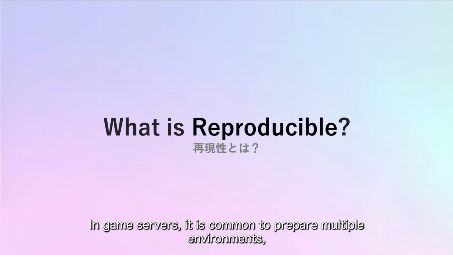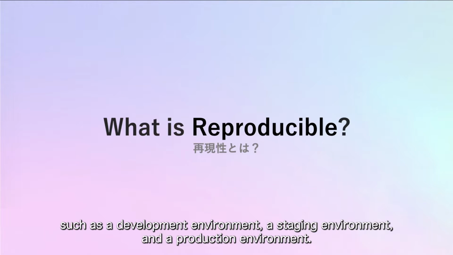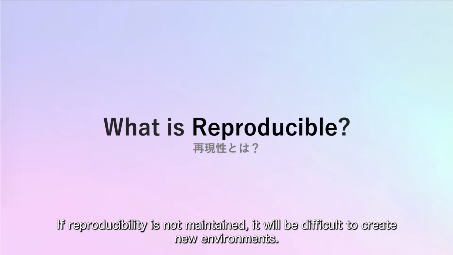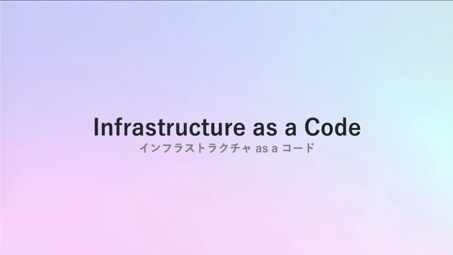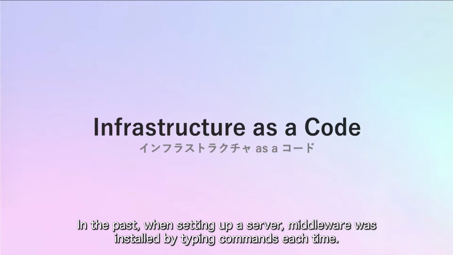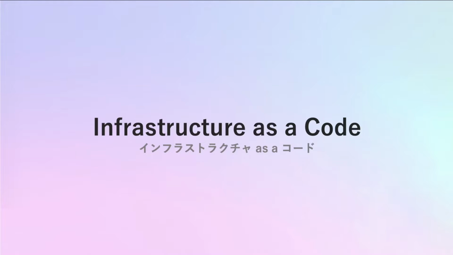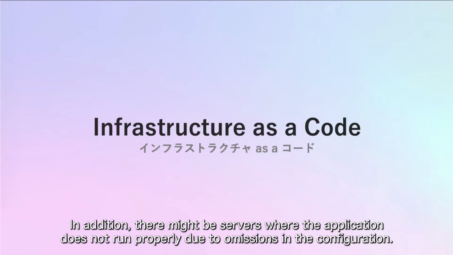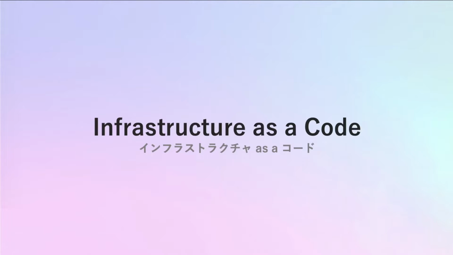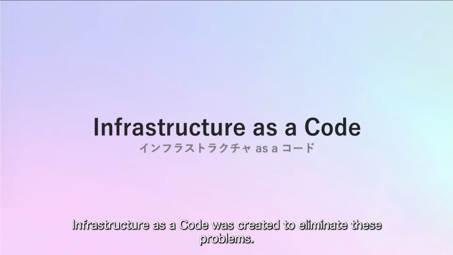In game servers, it is common to prepare multiple environments, such as a development environment, a staging environment, and a production environment. If reproducibility is not maintained, it will be difficult to create new environments. In the server infrastructure industry, there is a term called infrastructure as code. In the past, when setting up a server, middleware was installed by typing commands each time. However, this is not reproducible, and setting up 100 servers can take an inordinate amount of time. In addition, there might be servers where the application does not run properly due to omissions in the configuration. Infrastructure as code was created to eliminate these problems.